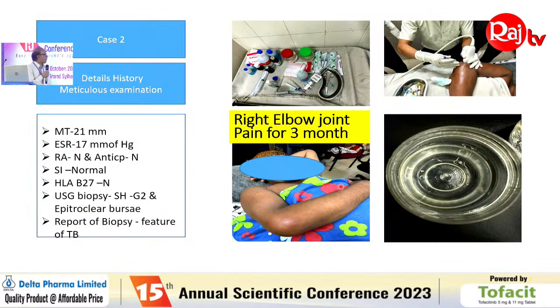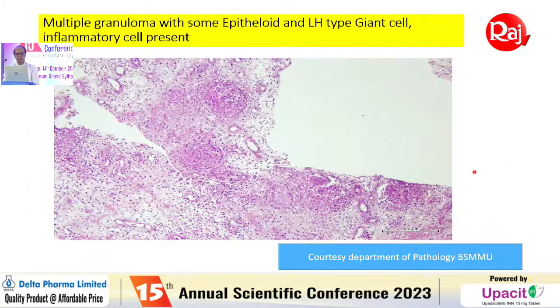This is the biopsy specimen. This is the histological feature. Again, another slide shows multiple granuloma. This slide shows tuberculosis.